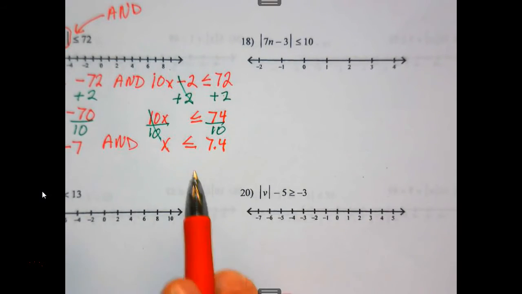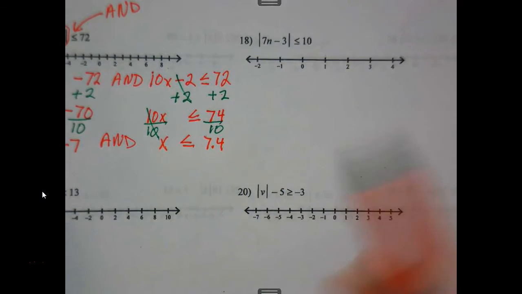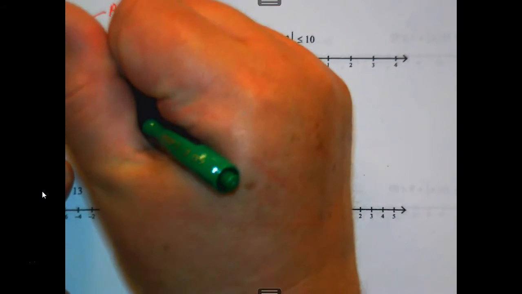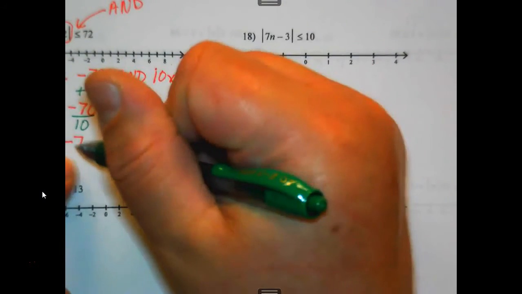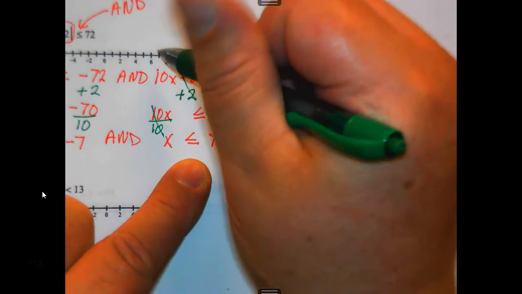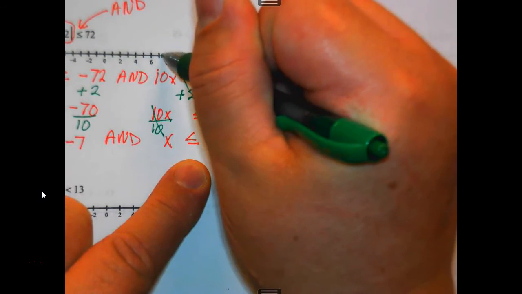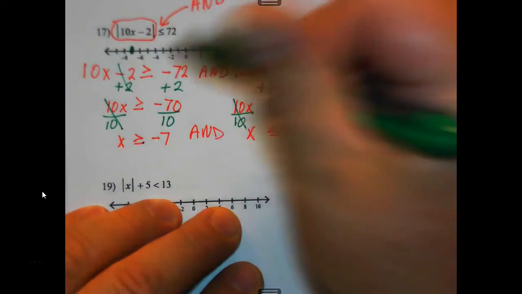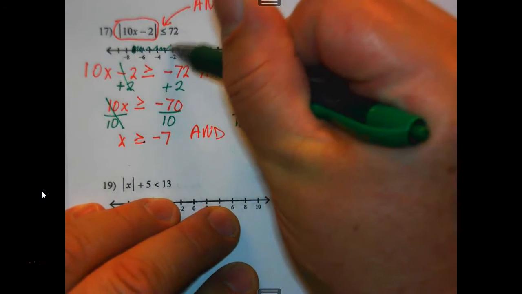So I have closed circles at both of these. -7, closed circle, because it has an equal sign. It's an and problem, so I'm going to shade in between. And 7.4, just a little over 7. And I'm going to shade in between the 2 points for and.